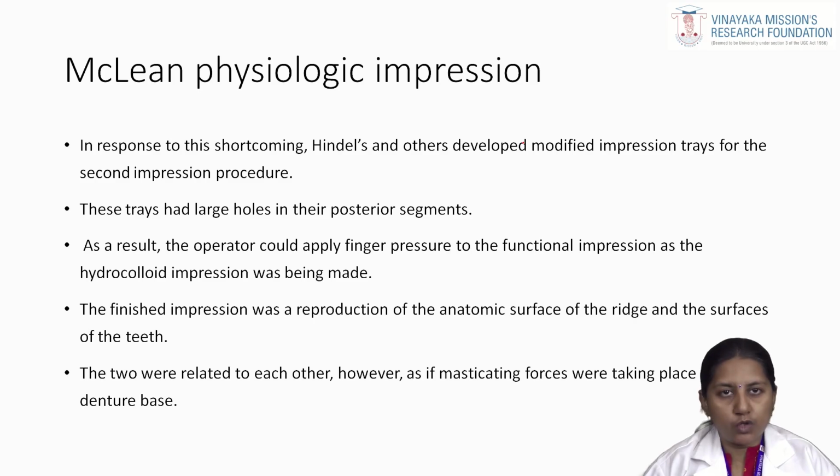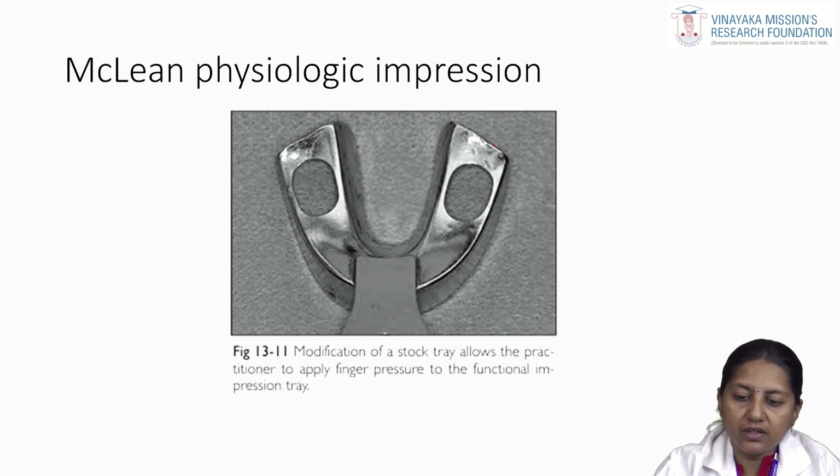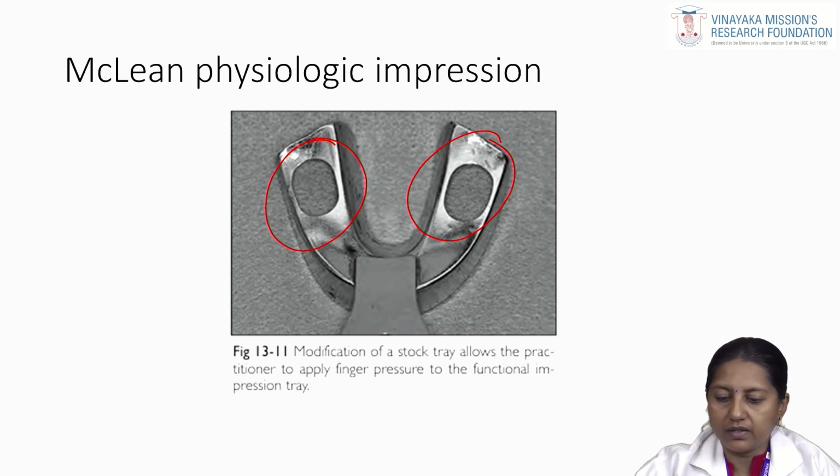So with the help of the holes, the operator can actually apply finger pressure, and the finished impression was a reproduction of the anatomic surface of the ridge and the surfaces of the teeth. See, these two were related to each other as if masticating forces were taking place on the denture base. So as I told you, the modification that Hindel gave is two large holes on the impression tray so that finger pressure can be applied.